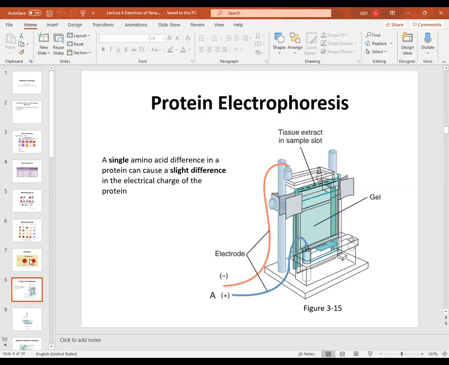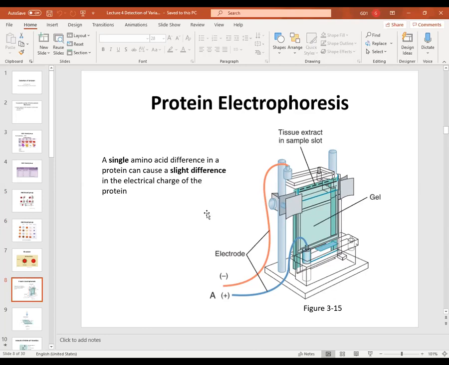So first is protein electrophoresis. It is the same as DNA electrophoresis. Is anyone familiar with DNA electrophoresis? DNA and protein are the same thing.